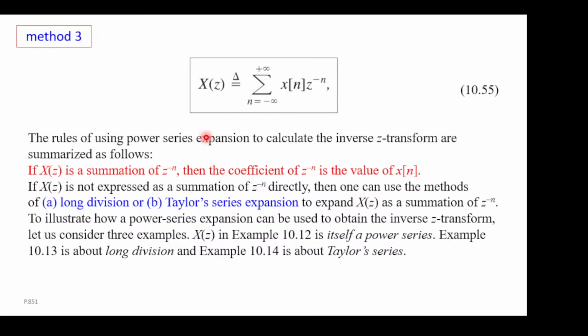And basically you say that if your X of z looks like a power series of z, then you can just read x[n] as the coefficient to z to the minus n. Basically, you just compare this to your expression of X of z, and you can read x[n] from there. But usually your X of z is not in this form already, then you can do something to try to make it look like this, and it's either long division or Taylor series expansion. And the detailed calculation you can look at in the lecture notes.